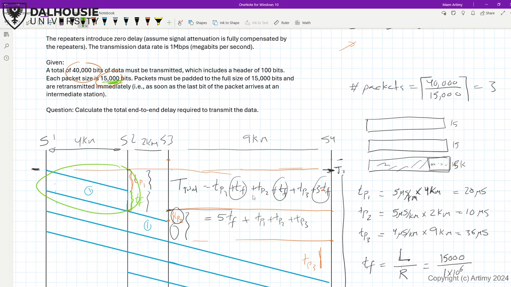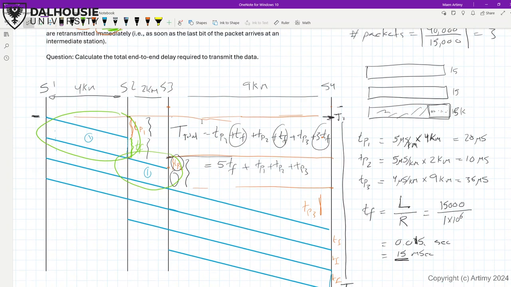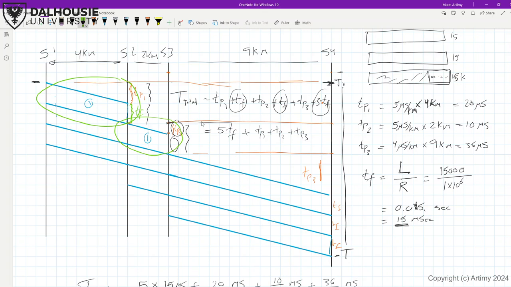And then after that, you need to calculate this part. So again, the propagation time and the transmission time. And then finally, once you handle the first two packets, then the remaining packets like this.